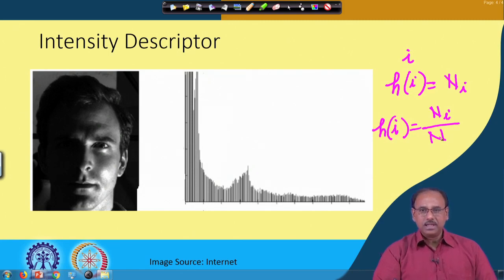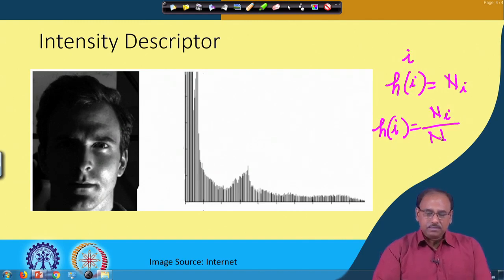This tells you the frequency of occurrence of intensity level I within the given image, or it is nothing but the probability of a pixel having intensity value I. So, when I normalize a histogram, the normalized histogram also gives me the intensity probability distribution.